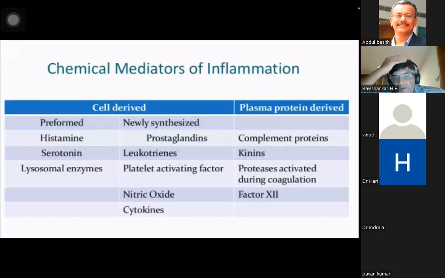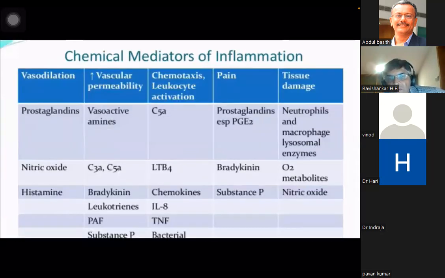And mediators of inflammation, which are preformed, are histamine and serotonin, and newly synthesized are prostaglandins, leukotrienes, and platelet activating factors. And plasma protein derivatives are complement proteins and factor 12 protease activated during coagulation. And factors that help in vasodilation are prostaglandins and histamine, and what increases vascular permeability is serotonin, which is a vasoactive amine. And chemotaxis is helped by interleukin 8 and C5a.